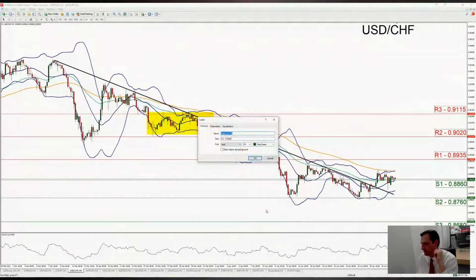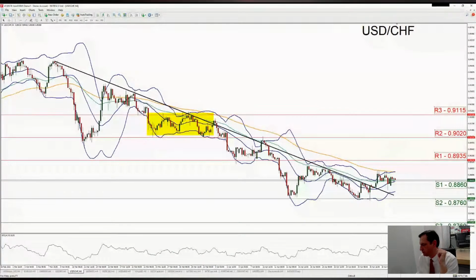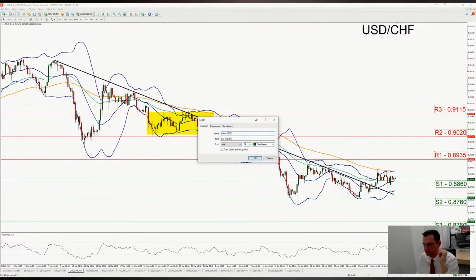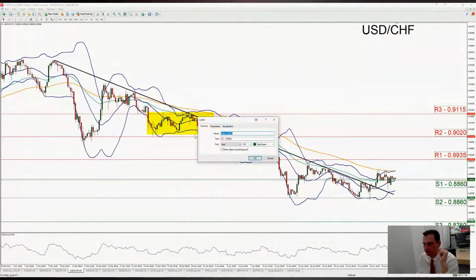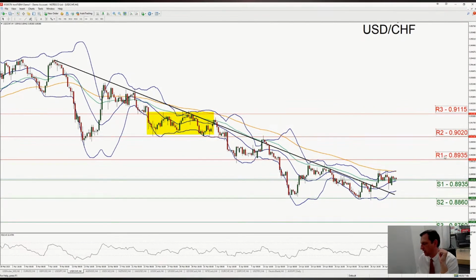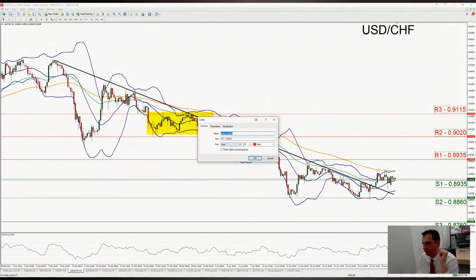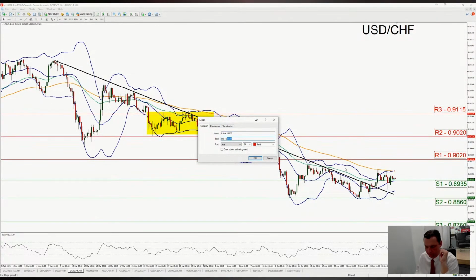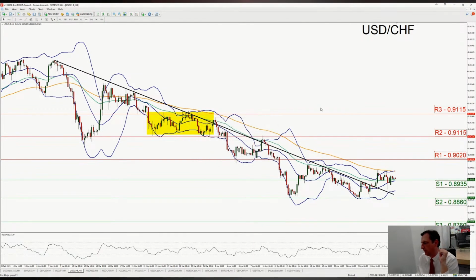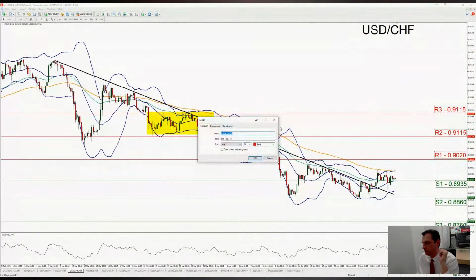Now the S3 is being placed at 0.8760. The S2 at 0.8860. The S1 at 0.8935. The R1 at 0.9020. The R2 at 0.9115. And the R3 at 0.9210.